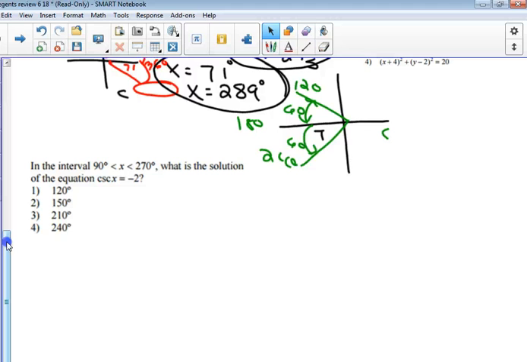Do you have a separate reference table? Reference table?